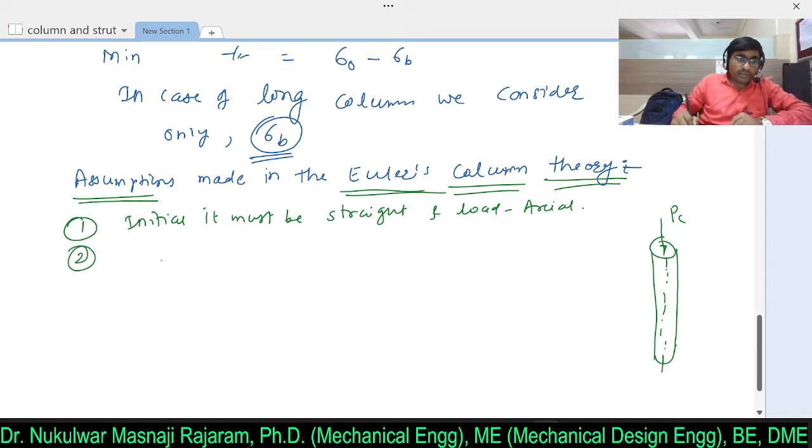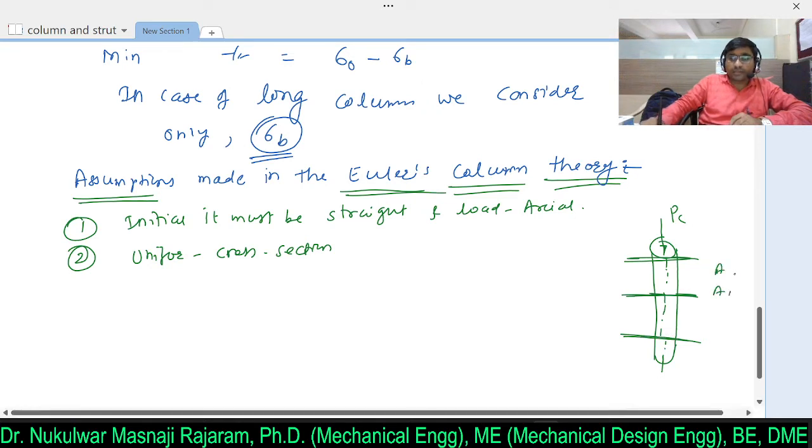Clear? Now next, the cross section of the column must be uniform. What we require is a uniform cross section. Now if I measure the area at this section, and the area at this section, all these areas must be equal. So that must be uniform.